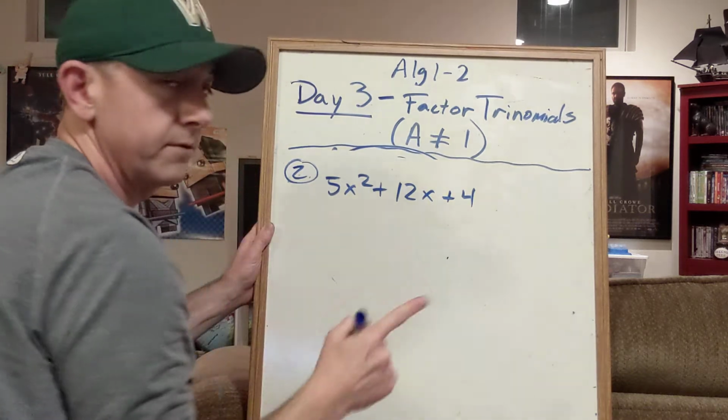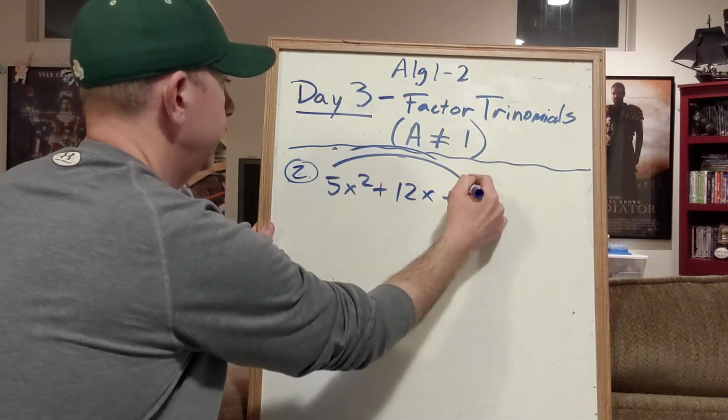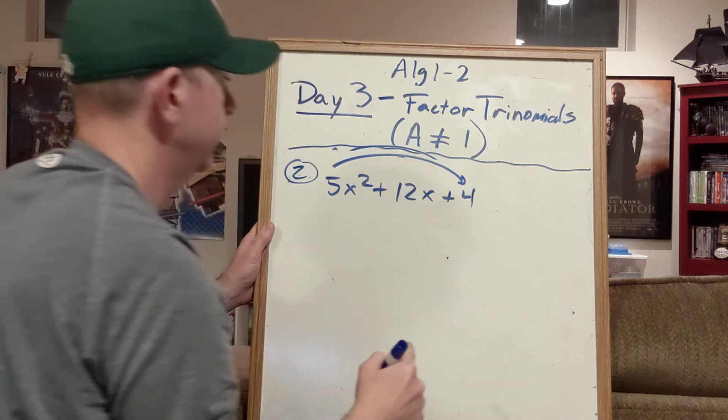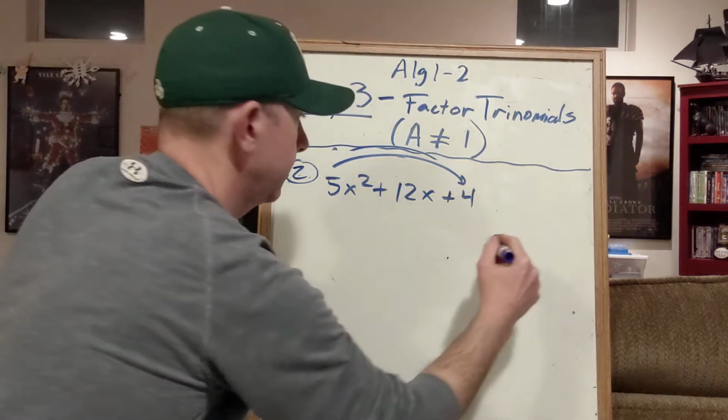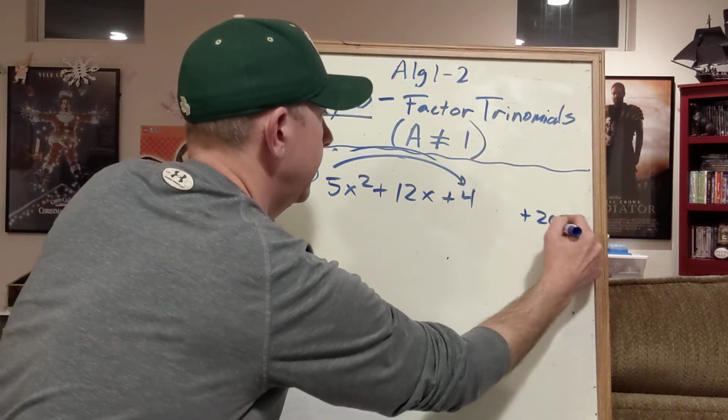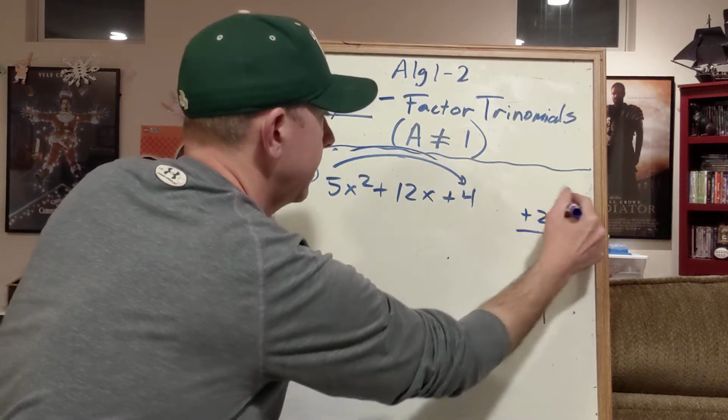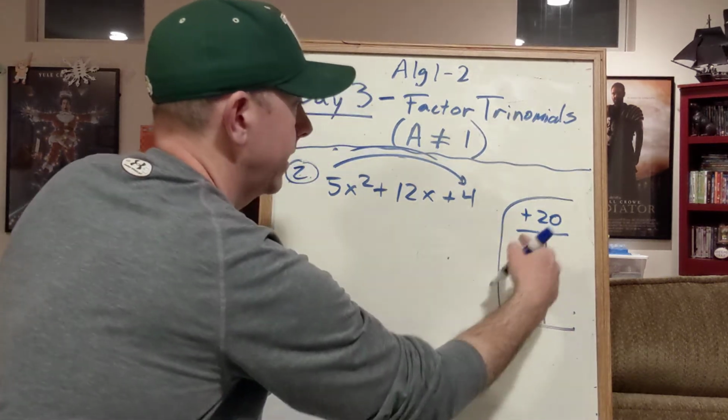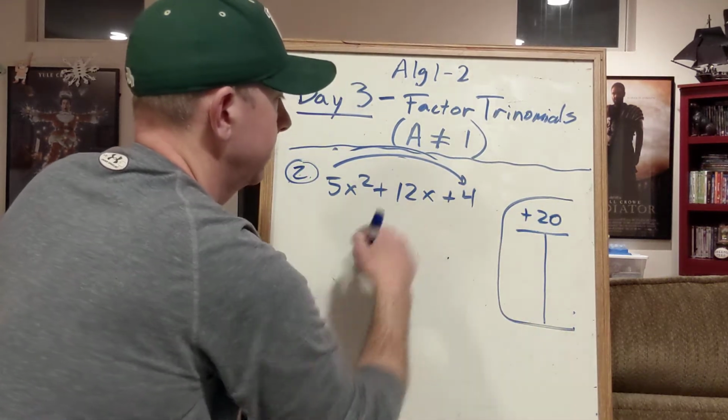Okay, so again, first step, we're going to take A times C. I like to draw the arrow just so I don't forget, and it shows students what we're doing. So we get a positive 20. Notice I'm putting the sign there. That tells me if they're going to add or subtract to this middle term.